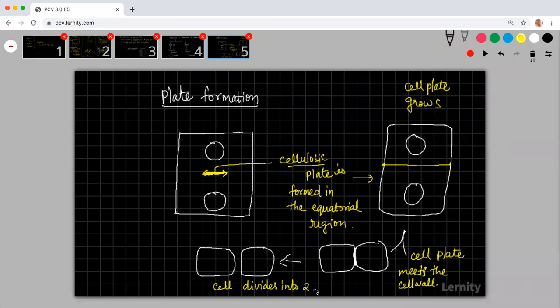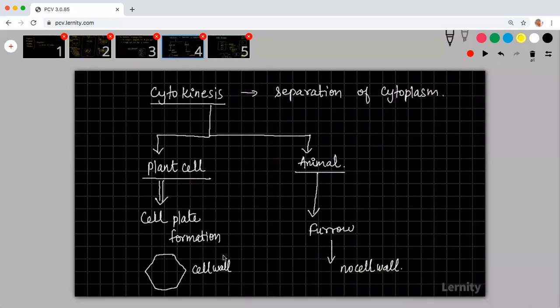Karyokinesis is the same for both plant cells and animal cells. It is not very distinct; karyokinesis is the same in every other cell. But you need to understand that the cytokinesis part alone is different. Why is it different? Because plant cells have a cell wall, and animal cells will not have any cell wall structure. So the cytokinesis part alone will be different in plant cells and animal cells. Plant cells will have a structure called a cell plate, which is formed, and cytokinesis happens. Whereas animal cells will form a structure called a furrow, and then it will divide into two. That is what I am showing here.